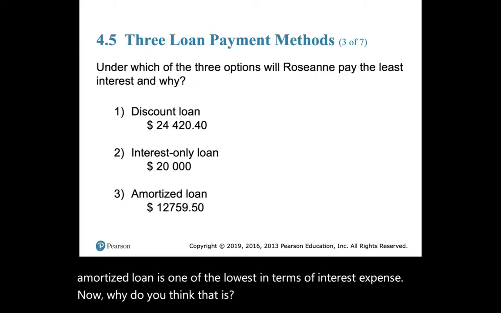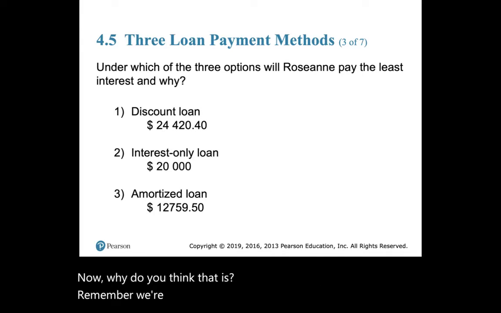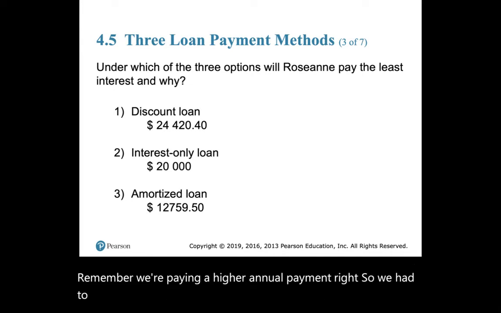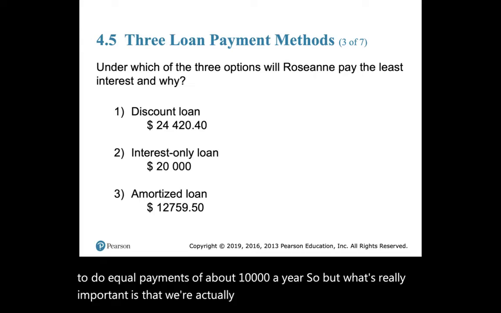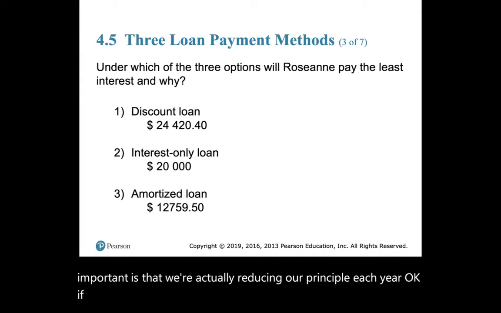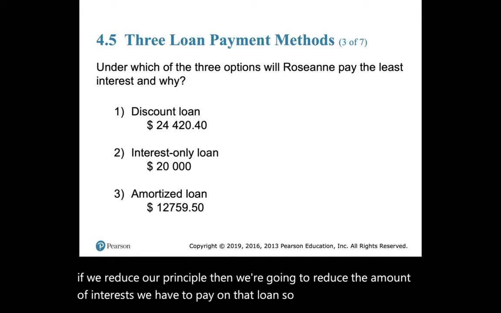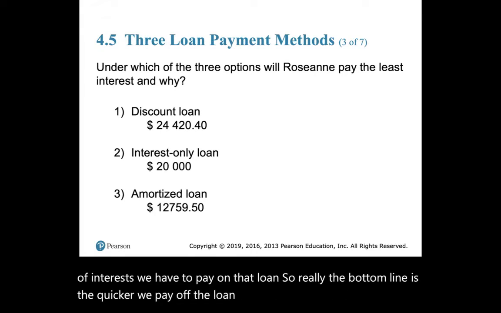Well, remember, we're paying a higher annual payment, right? So we had to do equal payments of about $10,000 a year. But what's really important is that we're actually reducing our principal each year, okay? And if we reduce our principal, then we're going to reduce the amount of interest we have to pay on that loan. So really, the bottom line is, the quicker we pay off that loan, the less interest we pay.